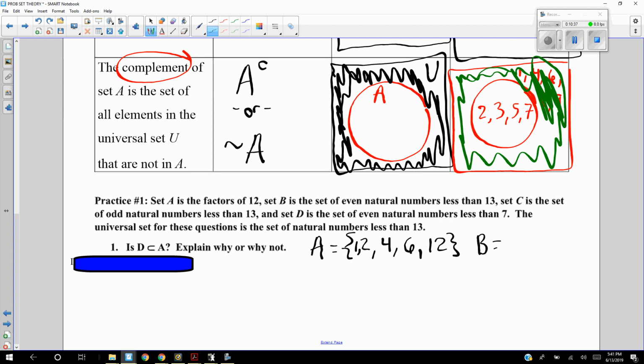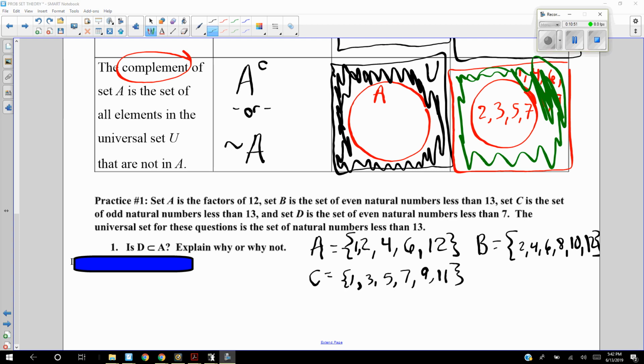Set B: all of the even natural numbers less than 13. So it's 2, 4, 6, 8, 10, and 12. Set C: all the odd natural numbers less than 13. So there's set C. Set D is the set of even natural numbers less than 7. So that's just 3 numbers. And of course, the universal set is all 12 natural numbers less than 13.